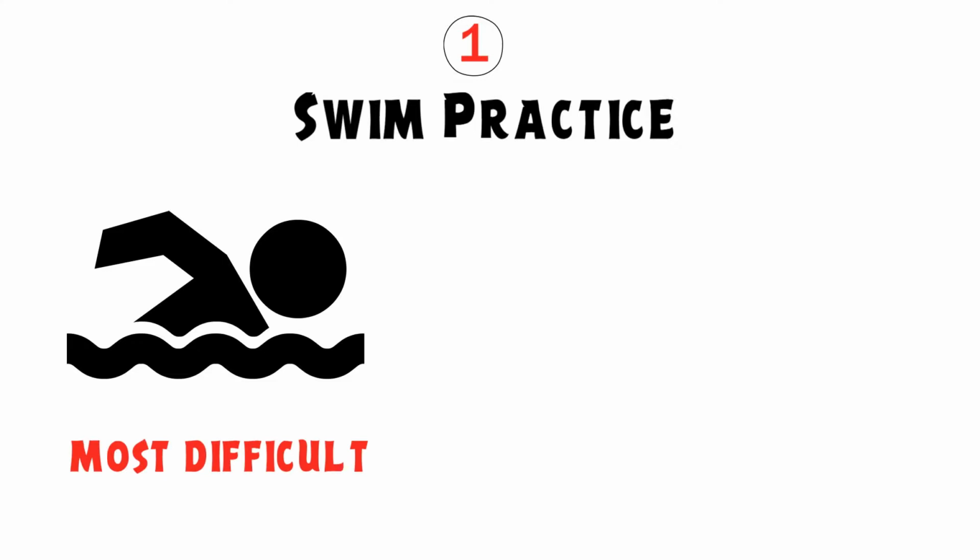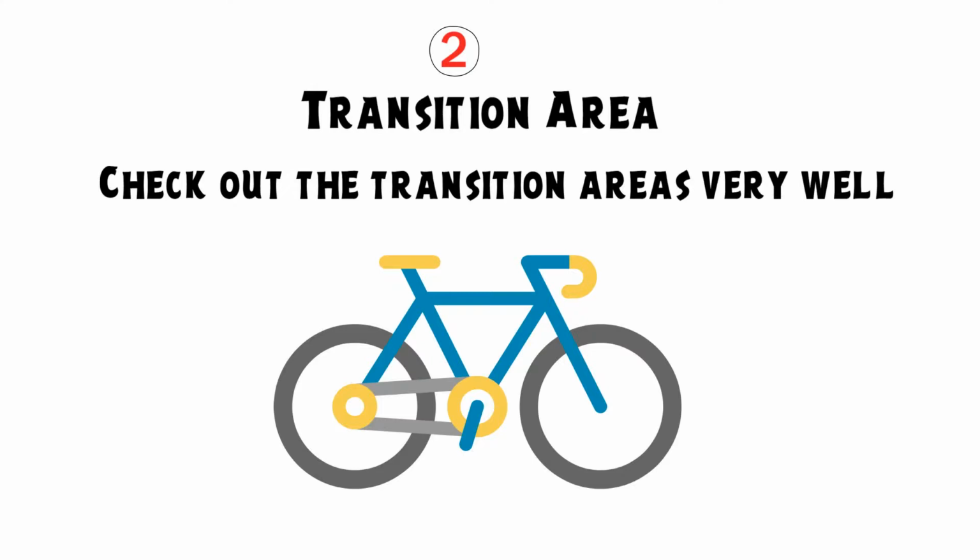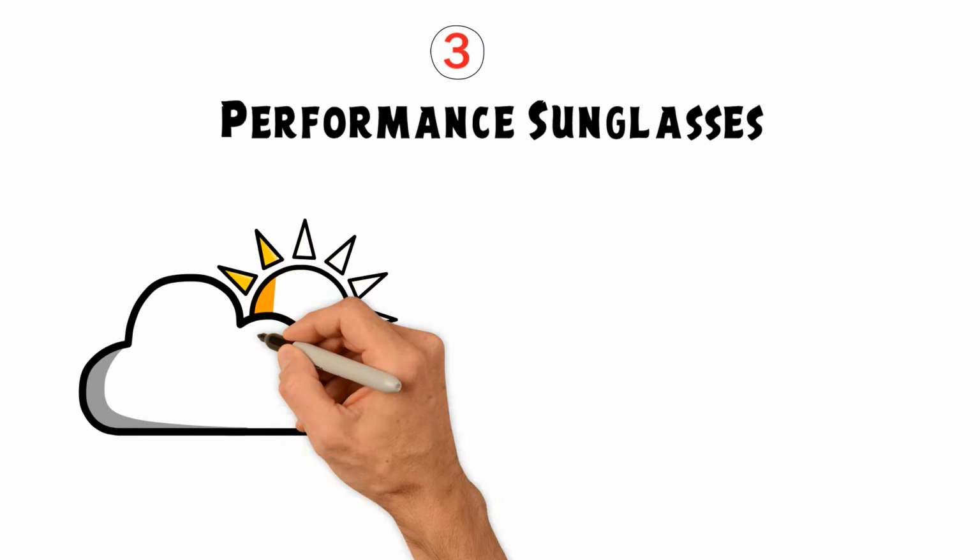2. Transition area. Check out the transition areas very well. The bike in and out area, the run out, all of it. 3. Performance sunglasses. Even if it's a cloudy day, you'll still be thankful that you have good quality performance sunglasses.